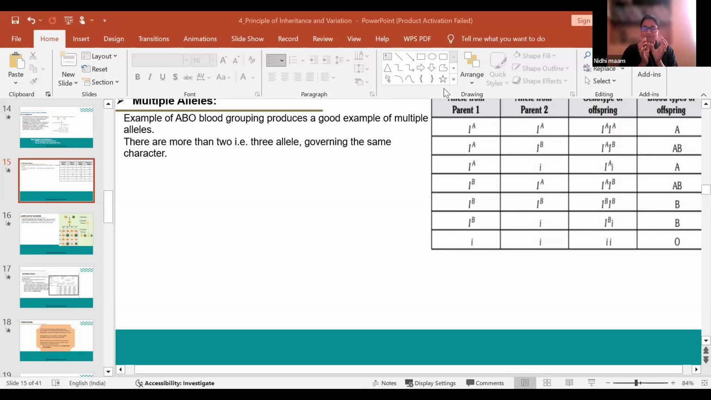So when the red color flower parent is crossed with the white color flower parent, in the F1 generation, which kind of flowers do we get? Pink color flowers, right? What will be the genotype of that pink color flower? When asked about the genotypic ratio, 1:2:1 is exactly the right answer.